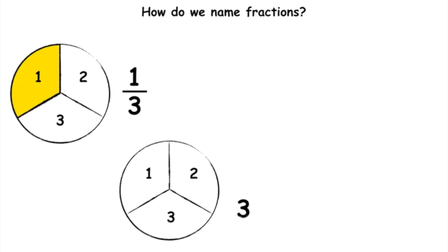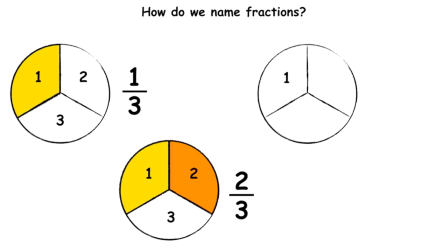This circle has also been cut into 3 equal pieces. Now I'm going to color 2 pieces. I have 2 out of 3 pieces. This is 2/3.